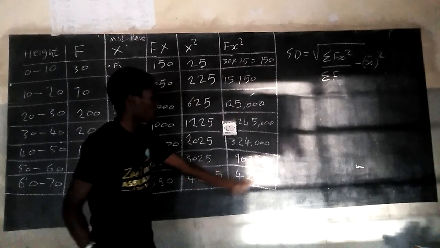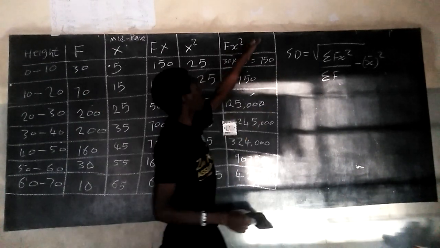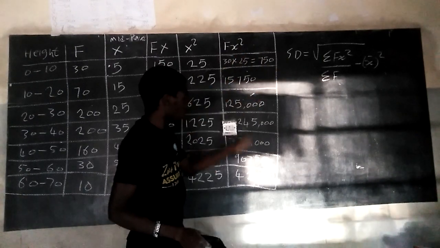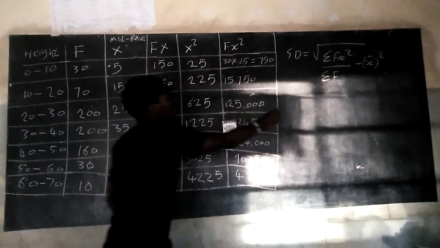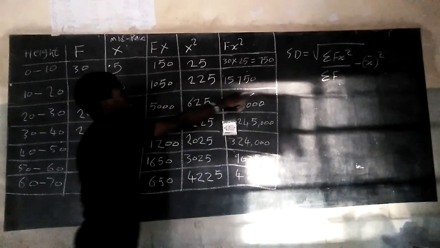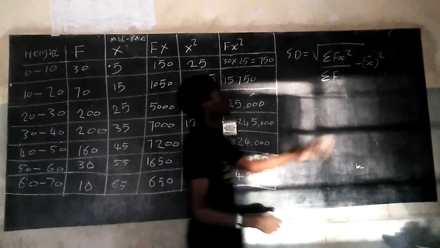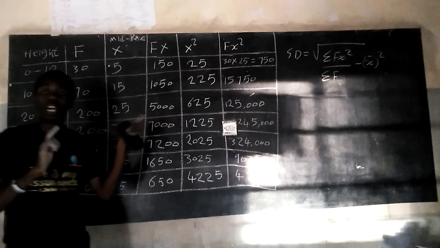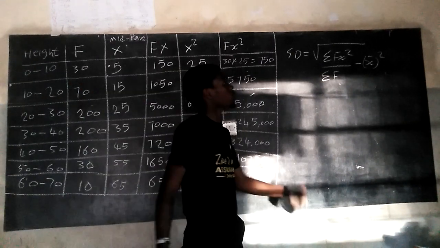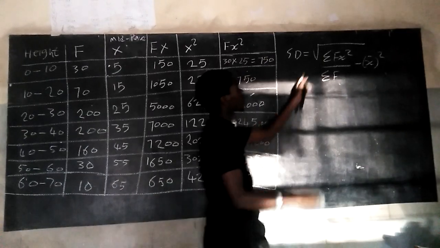So we sum this up. We add them. So our fx squared, we add these up. What's our frequency? Our f. This is the summation of frequency. So we're going to add these. What about the mean? Do we have the mean here? We don't have the mean. So now we're going to use the formula for us to come up with the mean.